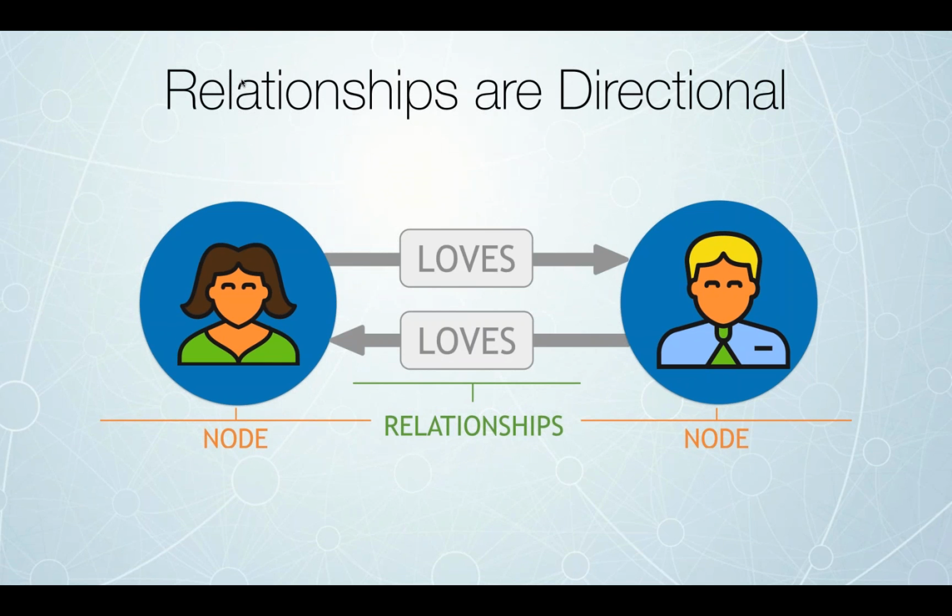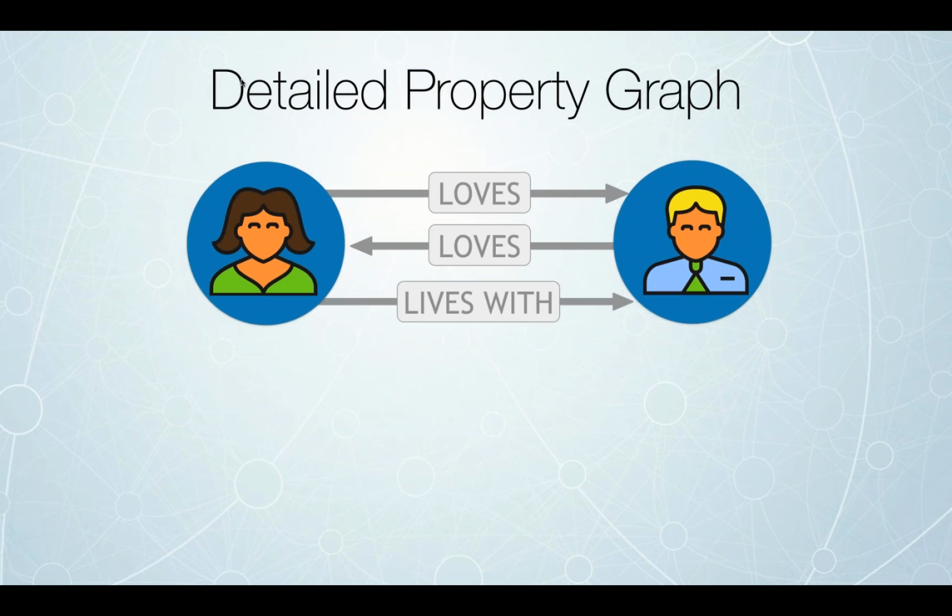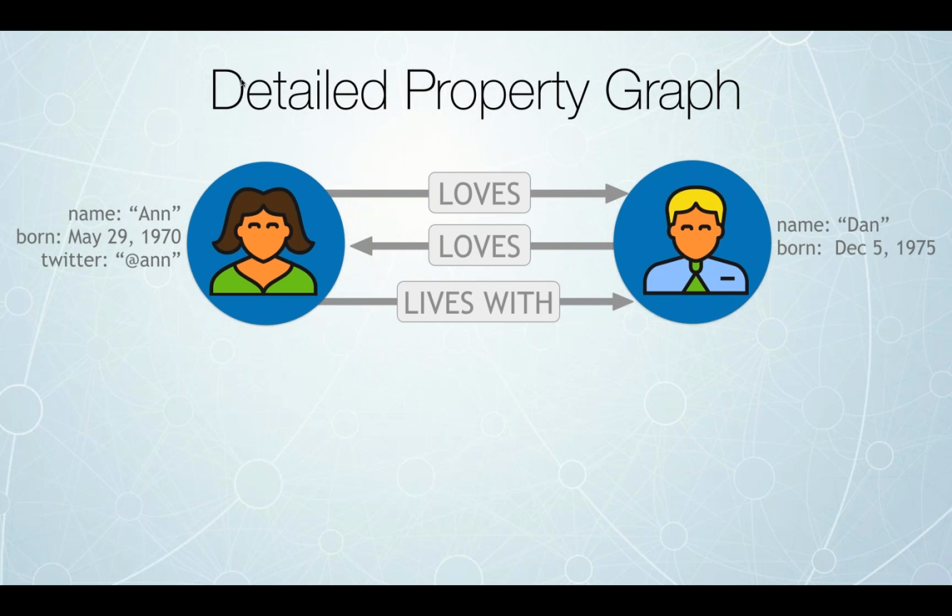And in Neo4j, it's important to note that relationships are directed. So if we need to represent that Anne loves Dan and Dan loves Anne in return, we'll need to do that with two different directed relationships. We can also represent that they live together with a relationship. And we can also start to add properties onto these nodes. So properties are key value pairs. So we'll store the name, their birth date, things like a Twitter handle.